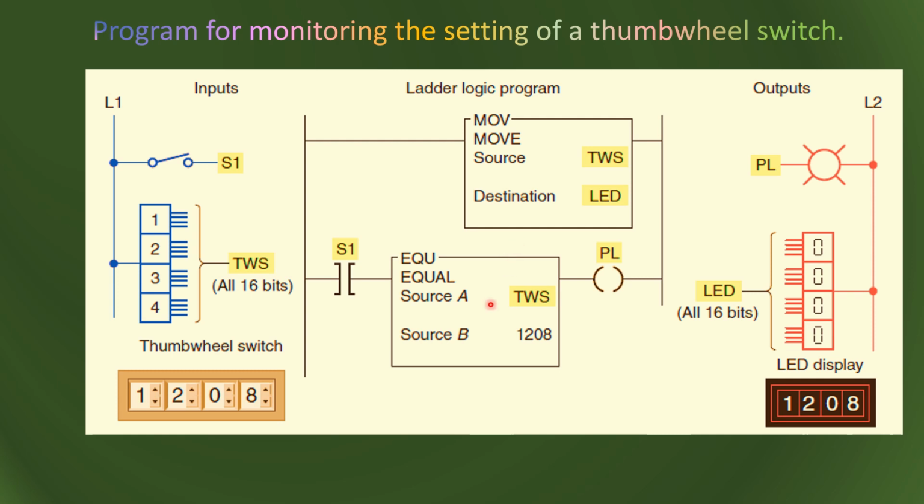Similarly, whenever this data, TWS, and the source B data are equal, this block will become true. So this operation and this operation are in AND, so whenever both of them are true, the pilot light will become on. So in this case, if TWS data is 1208 and switch S1 is closed, the pilot light will be on, otherwise it will be off.